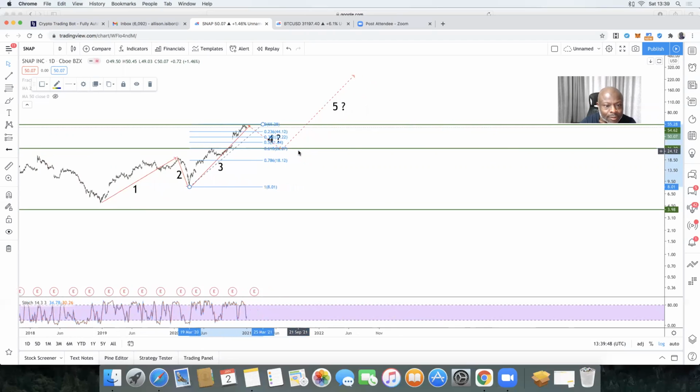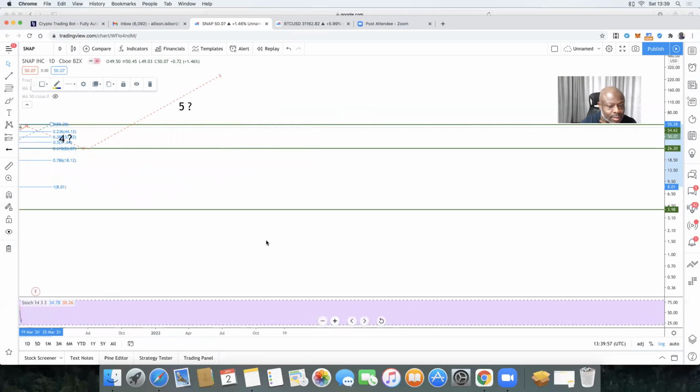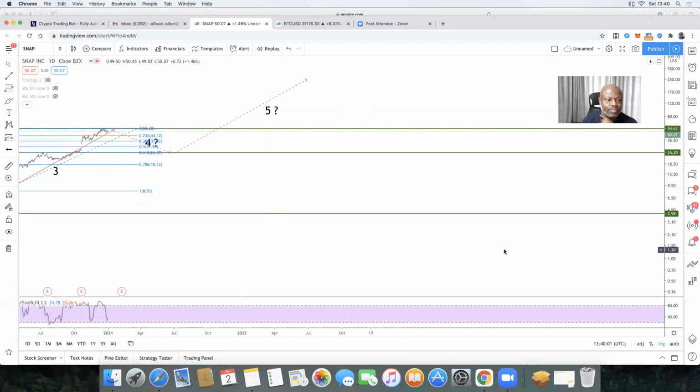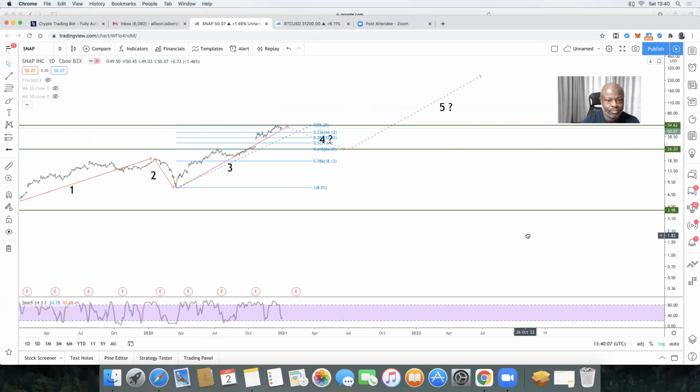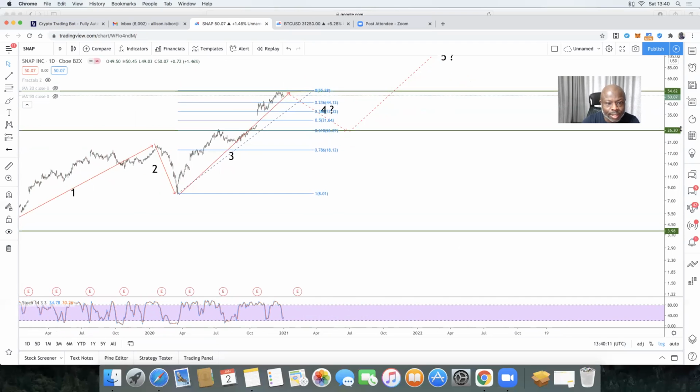Let me make that slightly bigger. Let's see. I don't know why it's really dragging today. Okay, I'll try and bring it back to the middle. Okay, so I'll make this bigger. You can see what I mean, okay?